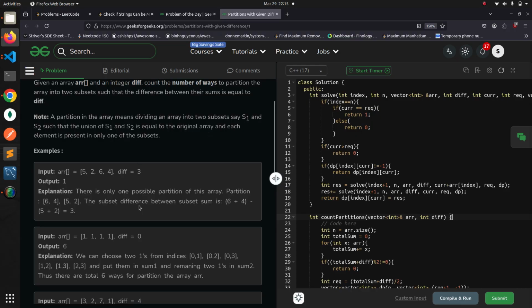So in this question we are given an array and a difference. We need to partition, which means we need to divide the array into two subsets such that the difference between the sums of elements of the two partitions is equal to the difference.